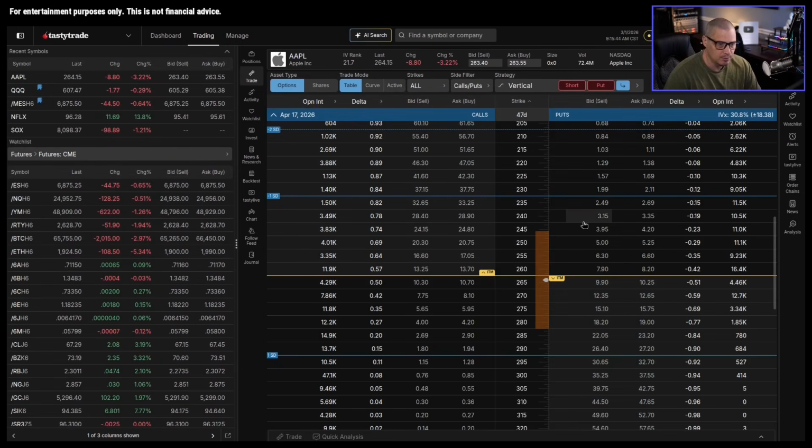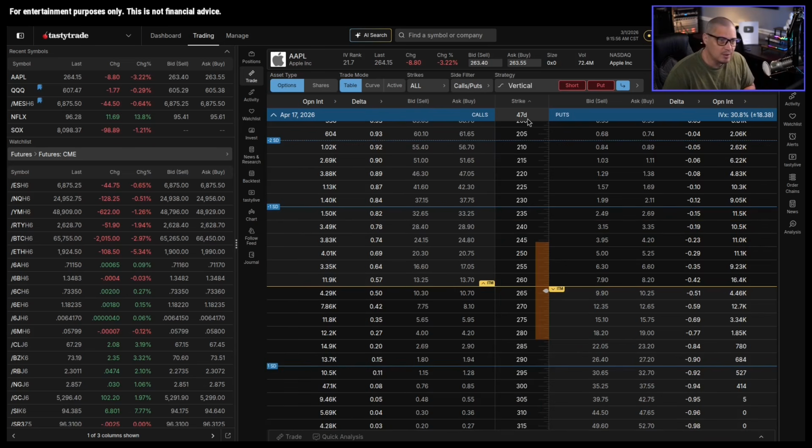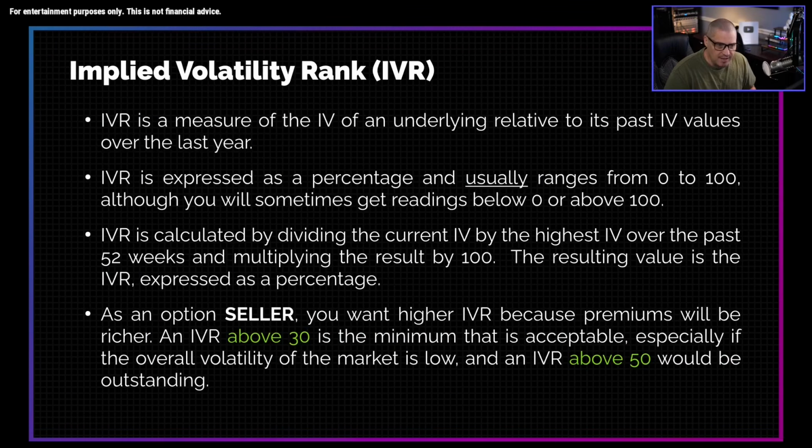If I wanted to sell a put in Apple, I wouldn't do it, right? It doesn't fit my criteria, right? I want a minimum IV rank of 30, and again, 50 or better would be outstanding. And in this case, that's just a little too low. I can go find better things to sell a put on than Apple right now.